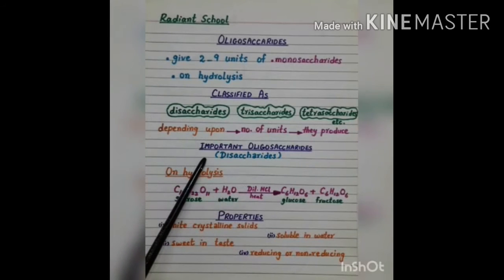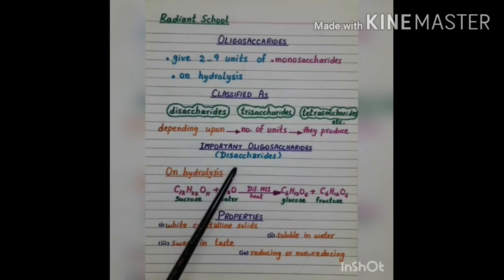The most important oligosaccharides are disaccharides, and the most common example of these disaccharides is sucrose. Sucrose is table sugar which we use in our daily life. When this sucrose is hydrolyzed, when it reacts with water in the presence of dilute HCl and heat, glucose and fructose are produced. Glucose and fructose have the same molecular formula but different structural formulas.